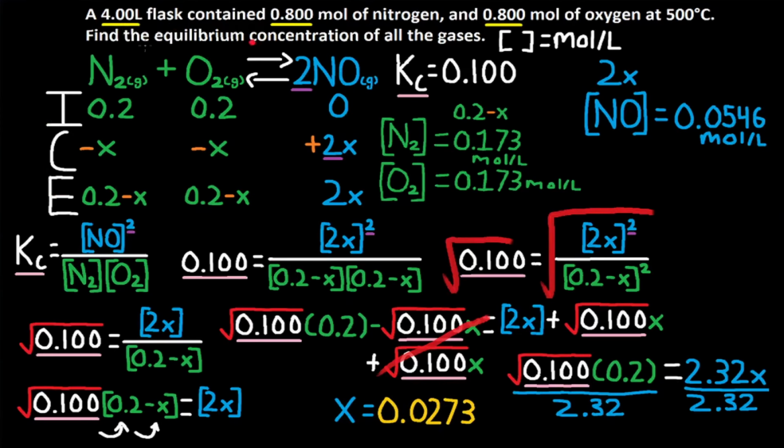So for questions in which they don't give you enough information to complete the ICE table with numbers, you're going to have to use a variable to solve the question. As long as you have Kc, you can solve for the variable.